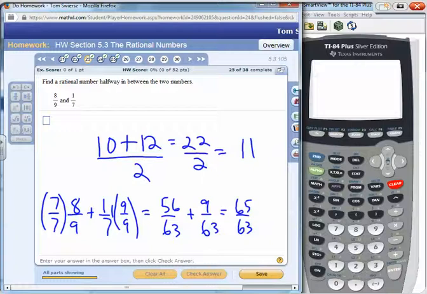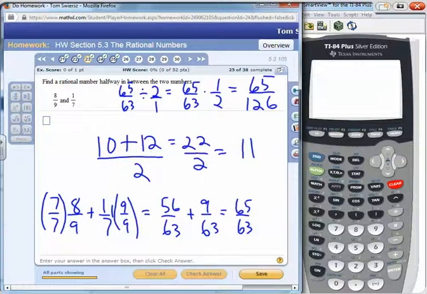And then you would take that 65 over 63, divide by 2, or 65 over 63 times the reciprocal of 2 over 1, which is 1/2. So now we multiply the numerators: 65 times 1 is 65. 63 times 2 is 126. So our answer is 65 over 126.